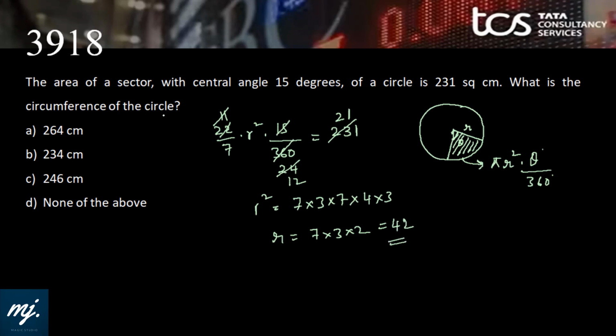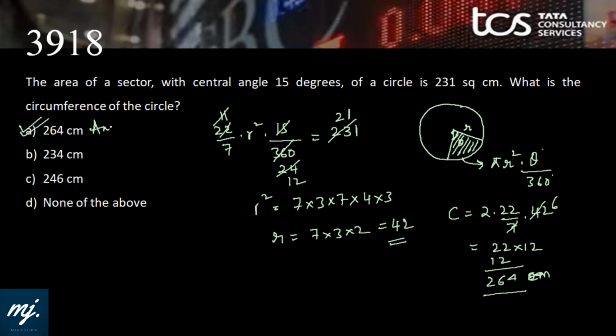What is the circumference of the circle? So circumference of the circle is 2 pi r. That will go 6 times. So it would be 22 into 12, that is 264. Circumference would be 264 square, no, only centimeter, obviously not square. So circumference is 264 centimeter, and that we have in option A.